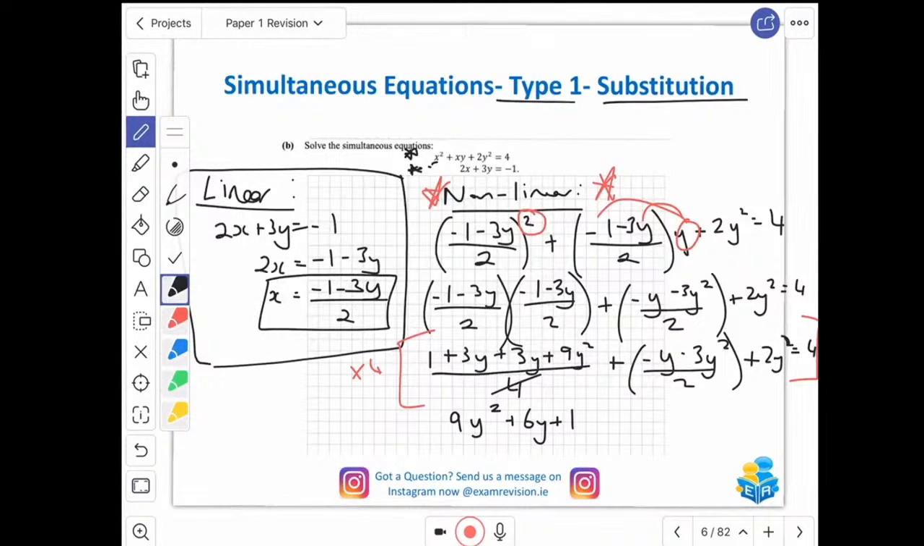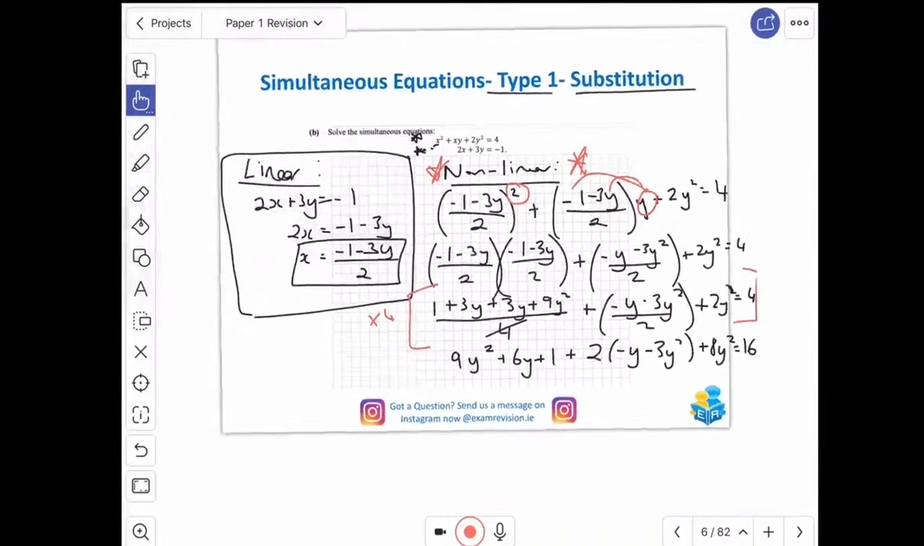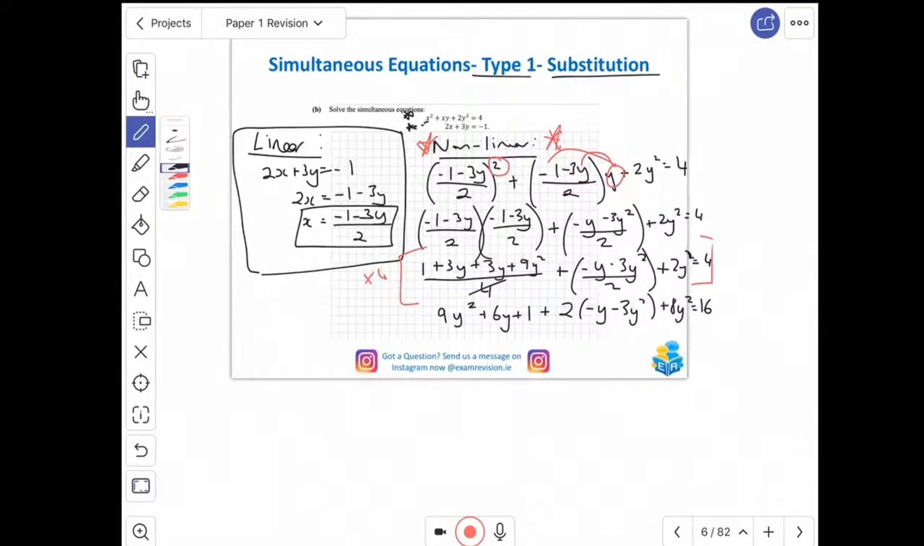And I'm multiplying everything by 4. So that means that this is going to go in twice. You're going to have plus 2 bracket minus y minus 3y squared plus 8y squared equals 16. So just remember that that's an important thing that sometimes students get wrong, is that they forget to multiply the other side of your equation. So again, that's just something small to be aware of.